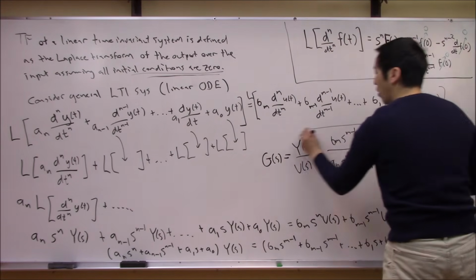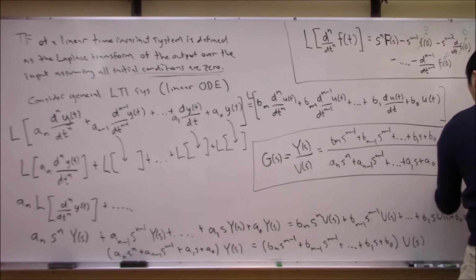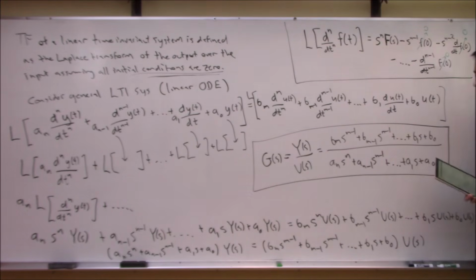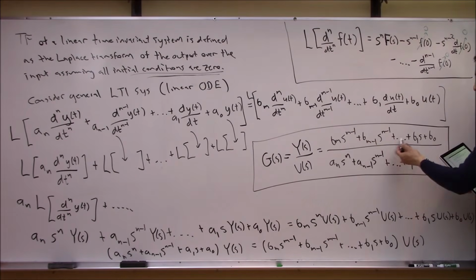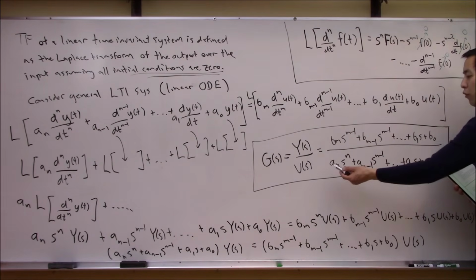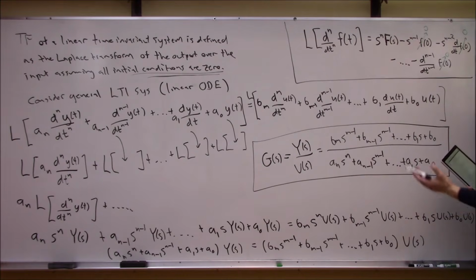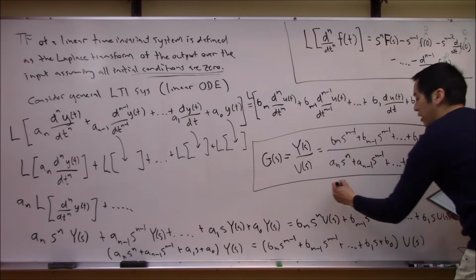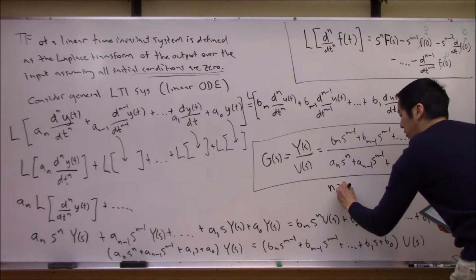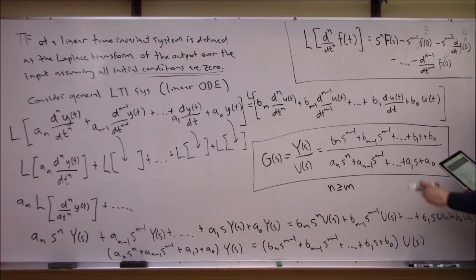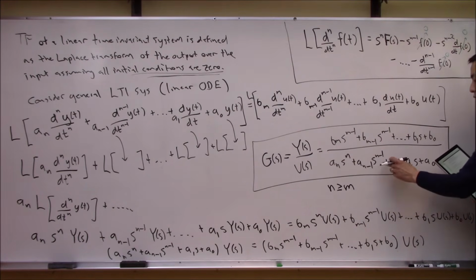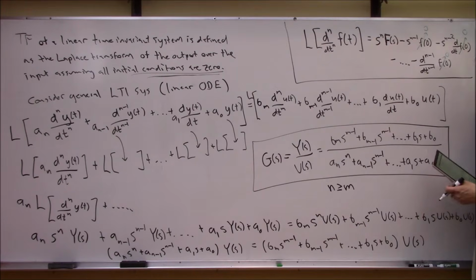So pretty much every transfer function for an LTI system that we're going to be dealing with is going to take this form. It's going to be some polynomial in s as a numerator over a polynomial in s in the denominator. And the thing that you're typically going to see here is n is greater than or equal to m. So the order of the denominator polynomial is typically going to be greater than or equal to the order of the numerator.